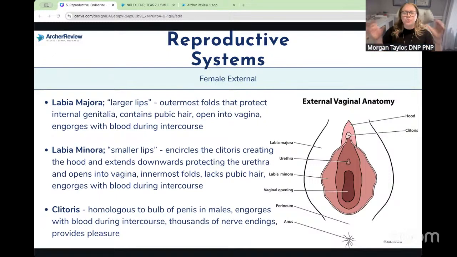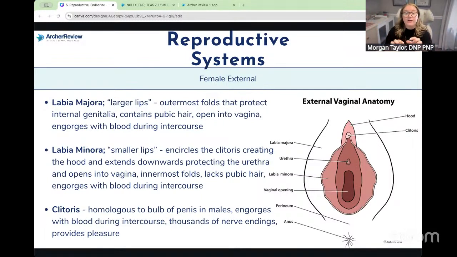Anytime you see majora, major, think like the larger parts. So these are the outermost and larger folds. That's what's protecting everything inside. That's part of the reason for pubic hair. We want to have a protective covering, okay?